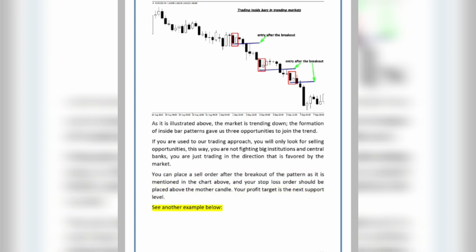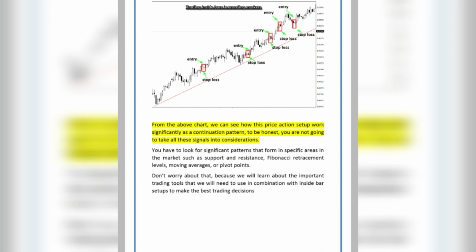See another example below. From the above chart, we can see how this price action setup works significantly as a continuation pattern. To be honest, you are not going to take all these signals into consideration. You have to look for significant patterns that form in specific areas in the market, such as support and resistance, Fibonacci retracement levels, moving averages, or pivot points. Don't worry about that, because we will learn about the important trading tools that we will need to use in combination with inside bar setups to make the best trading decisions.